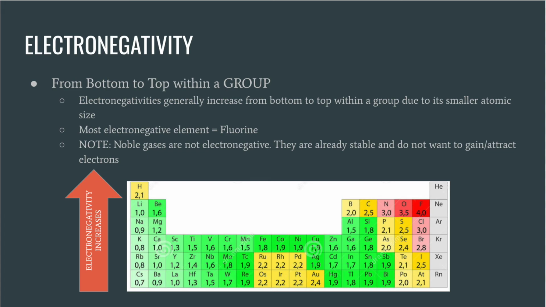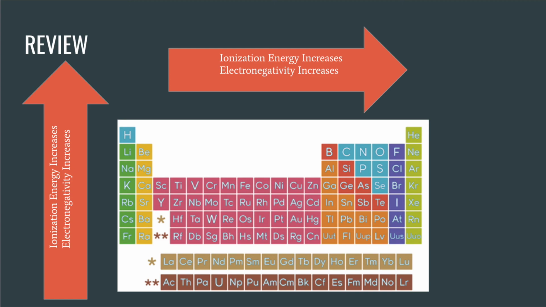Now notice that the most electronegative element is going to be fluorine. It is not going to be helium or any of the noble gases. Notice that your noble gases are not electronegative at all because they are already stable. They do not want to gain or attract any more electrons. Therefore, when we're talking about electronegativity, we're really only focusing on elements within group 1 to 17, not our noble gases.